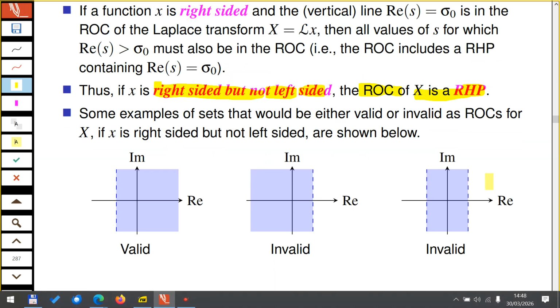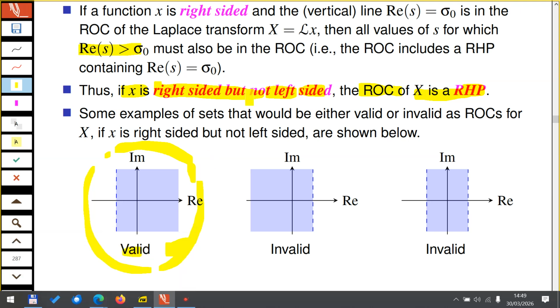And this is a generalization of what we learned last time. If you remember last time, we had two examples. One was a right-sided function, but it was not left-sided. And the other was a left-sided function, but it was not right-sided. And we saw that because of that right-sidedness, the ROC was of a specific form, right? That sigma was required to be larger than some value. So now, can you tell me that if this ROC is valid, what type of function small x are we talking about? Right-sided or left-sided? Right-sided. So if small x is right-sided but not left-sided, the ROC must be of this form, right?